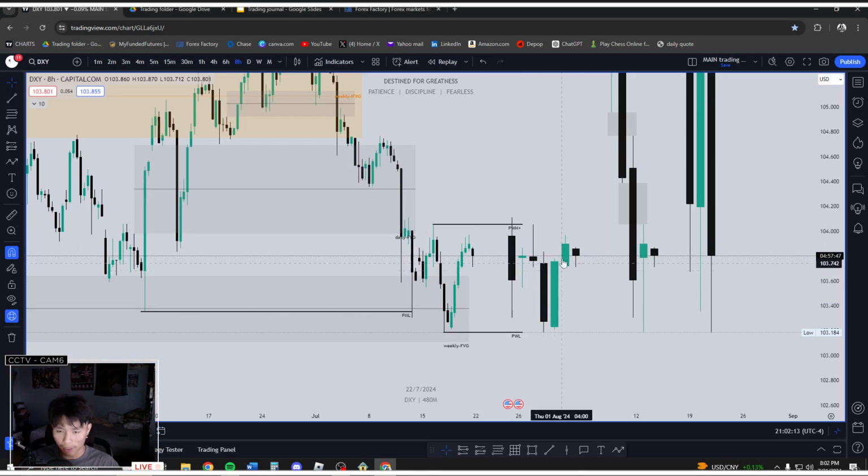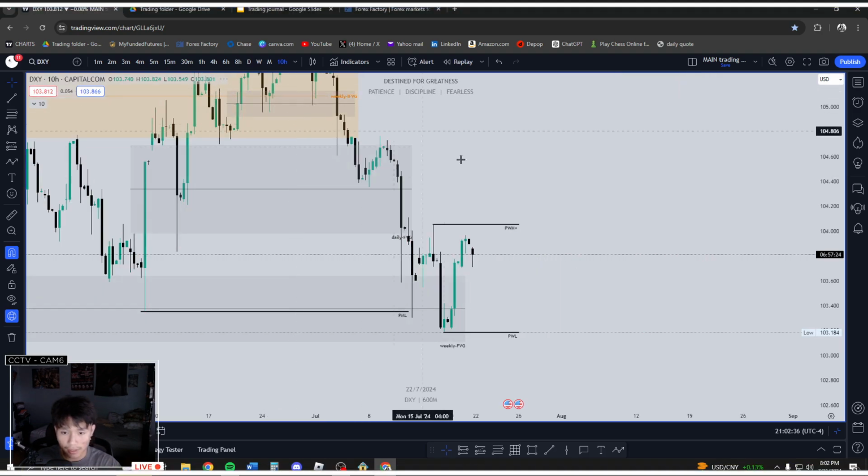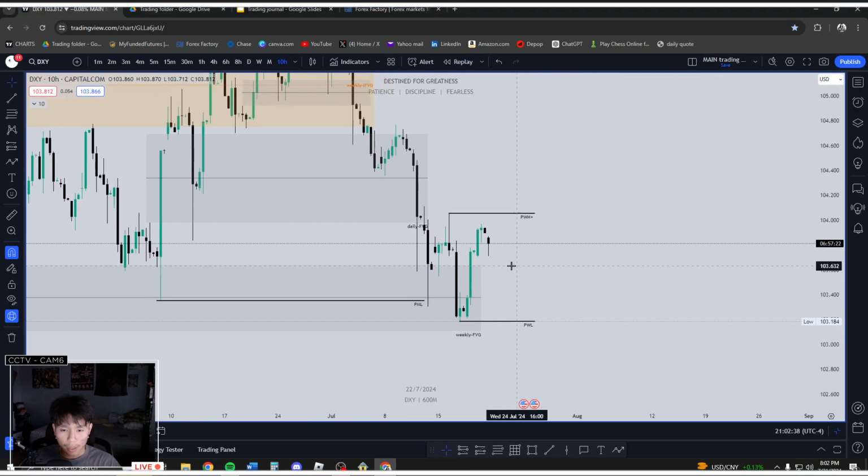This is the daily time frame as well, and this last down close candle here could be seen as an order block, but I'm not really a big fan of using order blocks, so I strictly just stick to fair value gaps, just because fair value gaps are not subjective. Everybody can see a fair value gap. And let's take a look at the 10-hour as well. So we do have this 10-hour FVG here.